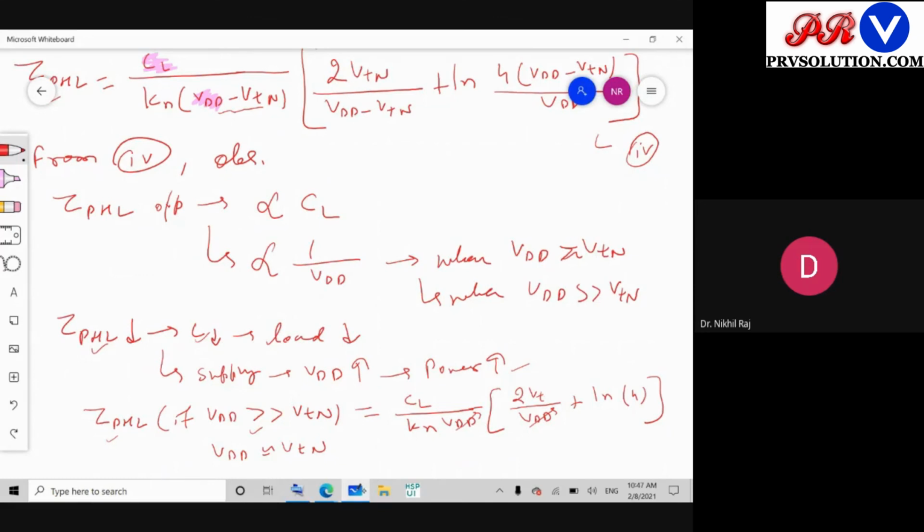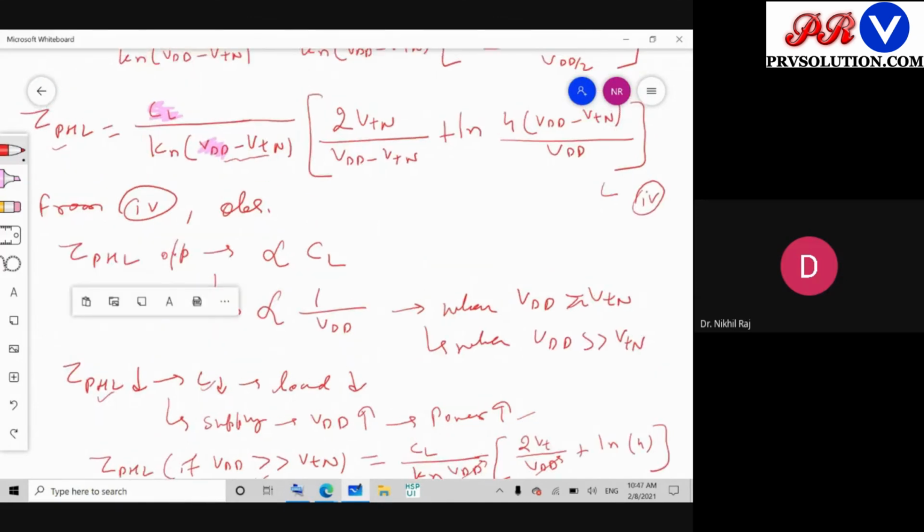If you make supply lesser than VTN, your transistor will not be in the on condition, so it will not work. If you make supply comparable to VT, then you will have to wait for a long time for the output to discharge or to charge also. So what should be the ideal supply?